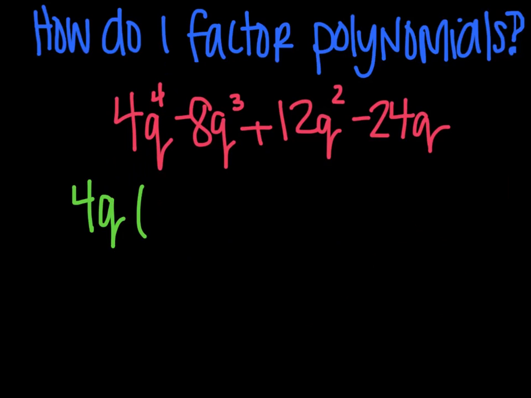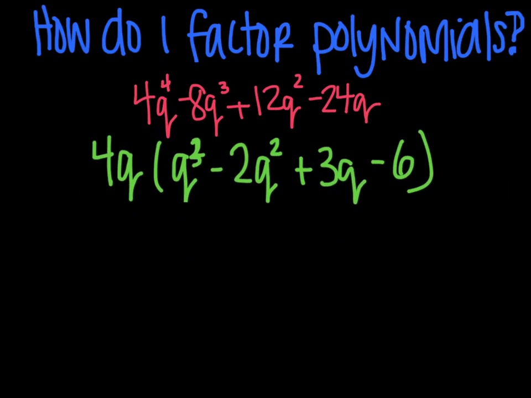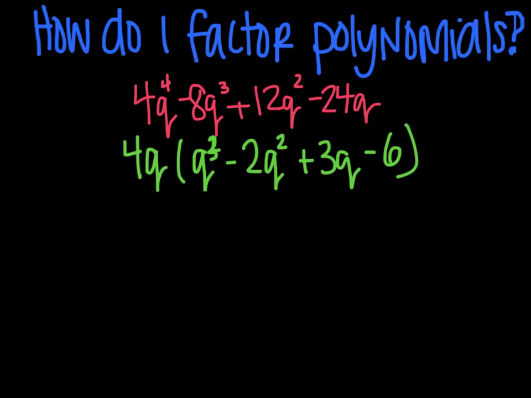And then you would be left with q to the third minus 2q squared plus 3q minus 6 for an answer. And now we're at when you have a cubed polynomial, so what we just saw, we're going to go into that mode now.